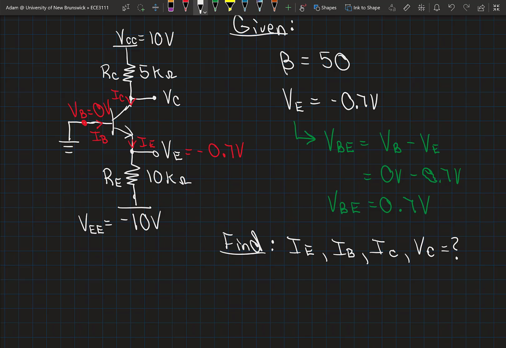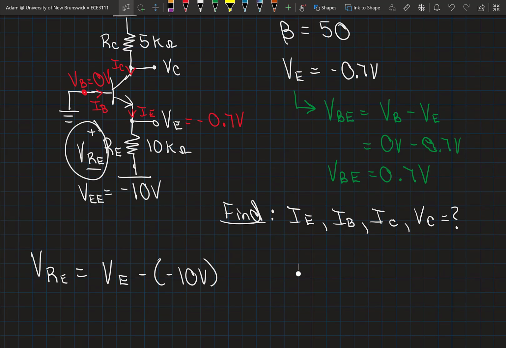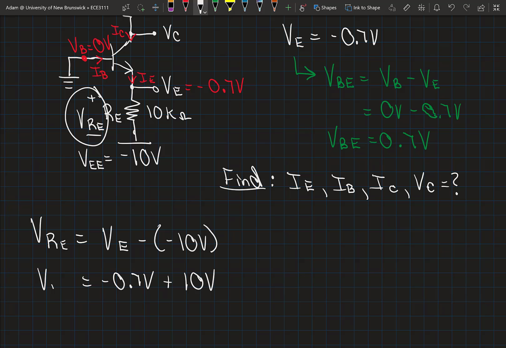Okay, so let's call the voltage across this resistor RE, let's call that VRE. So the voltage across the emitter resistor, let's call that VRE. That would be this voltage drop that's caused by IE. So VRE is this voltage here, while VRE is going to be the voltage at the top of the resistor, which is VE, minus the voltage at the bottom of the resistor, which is minus 10 volts. So we know that the voltage VE is minus 0.7 volts. We know that this is going to be 10 volts, so the voltage across RE is equal to 9.3 volts. That's the voltage drop across this resistor.